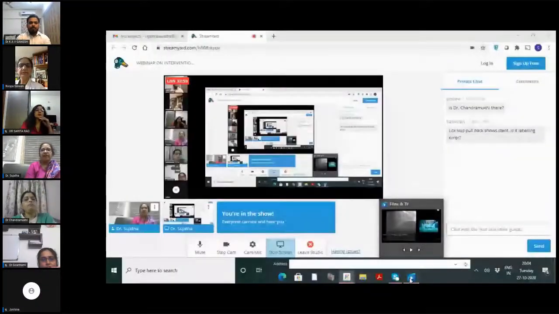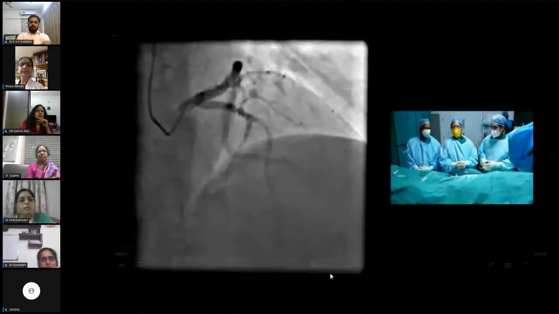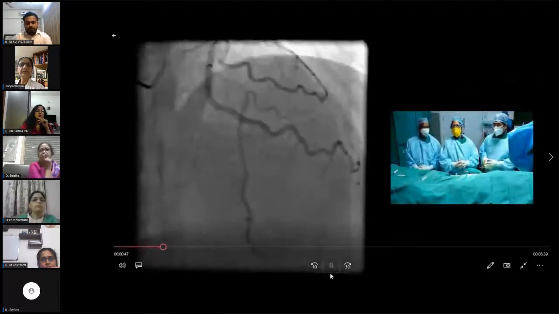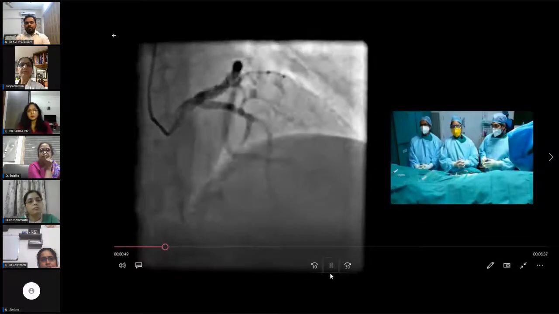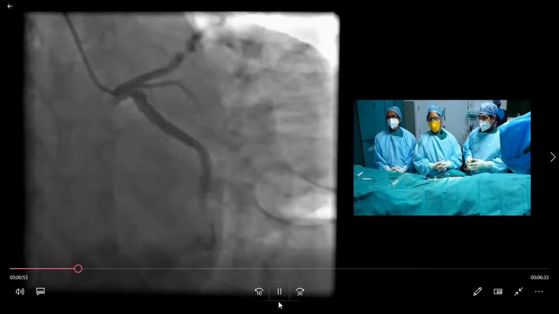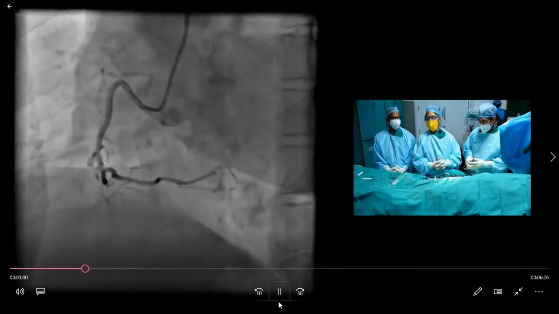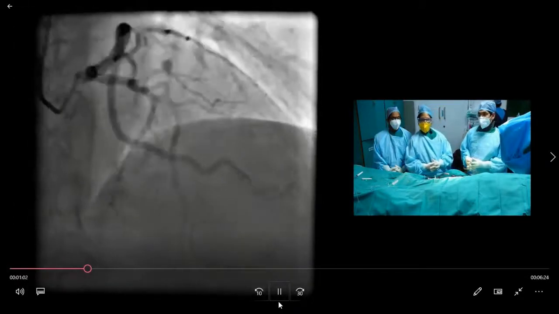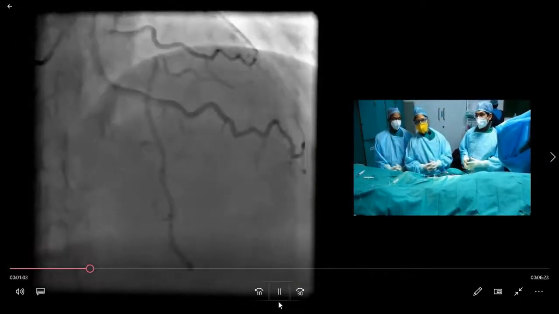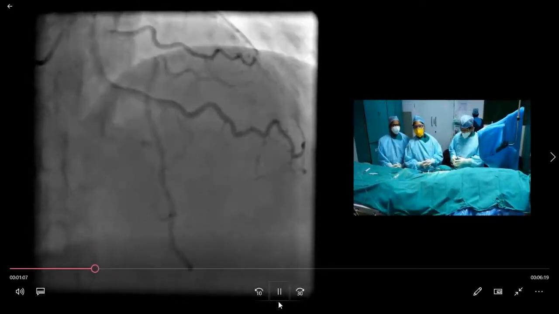So what my angiogram was showing: the angiography revealed a critical lesion of the LAD in the mid-region, and an unremarkable circumflex and right coronary artery. So at this point of time, we decided to do an angioplasty of the left anterior descending using a physiology-guided approach.